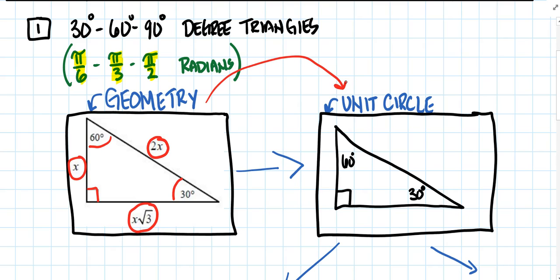Remember, the unit circle is a circle with a radius of 1, so the hypotenuse in this case would be a radius of 1. So if it is 2x now, if I divide this by 2x, then I would get a value of 1 here. So that means I have to divide everything else by 2x as well. So I would get 1/2 on this side, so now this side becomes 1/2. And the x's cancel here, and I end up with radical 3 over 2.